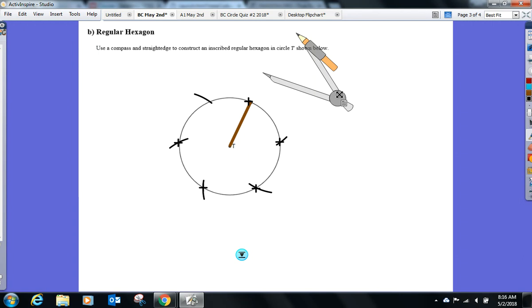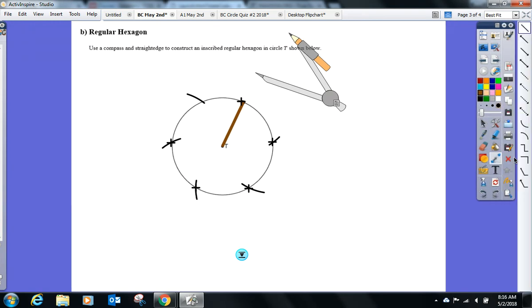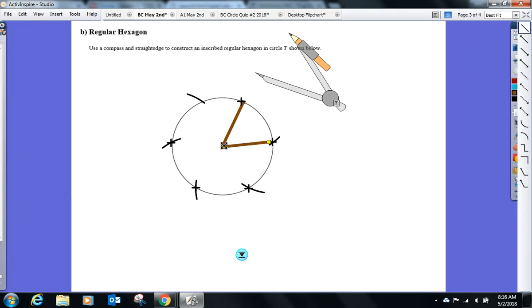Okay, quickly let me prove to you why this works. Please don't draw anything that I'm about to do on your diagram. What do you know about all radii in a circle? So those two are congruent, everyone agree?